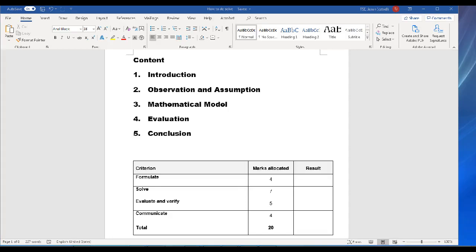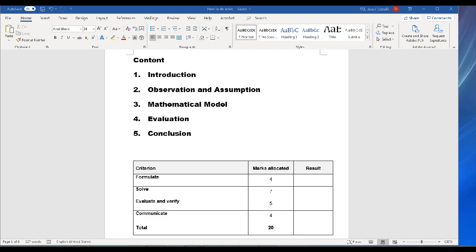Okay, year 10 students. This video is to help you to do the solve part of your assignment. Okay, what is the solve part of your assignment? So we know that in your assignment there are 5 parts of the contents.